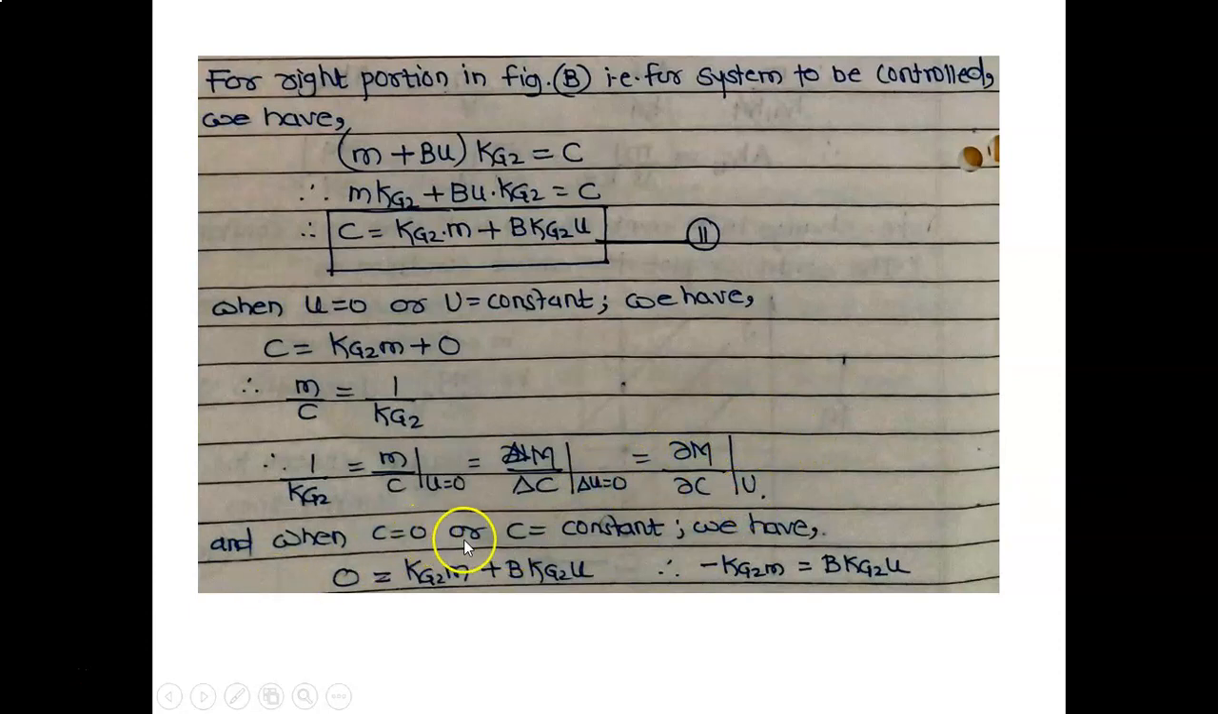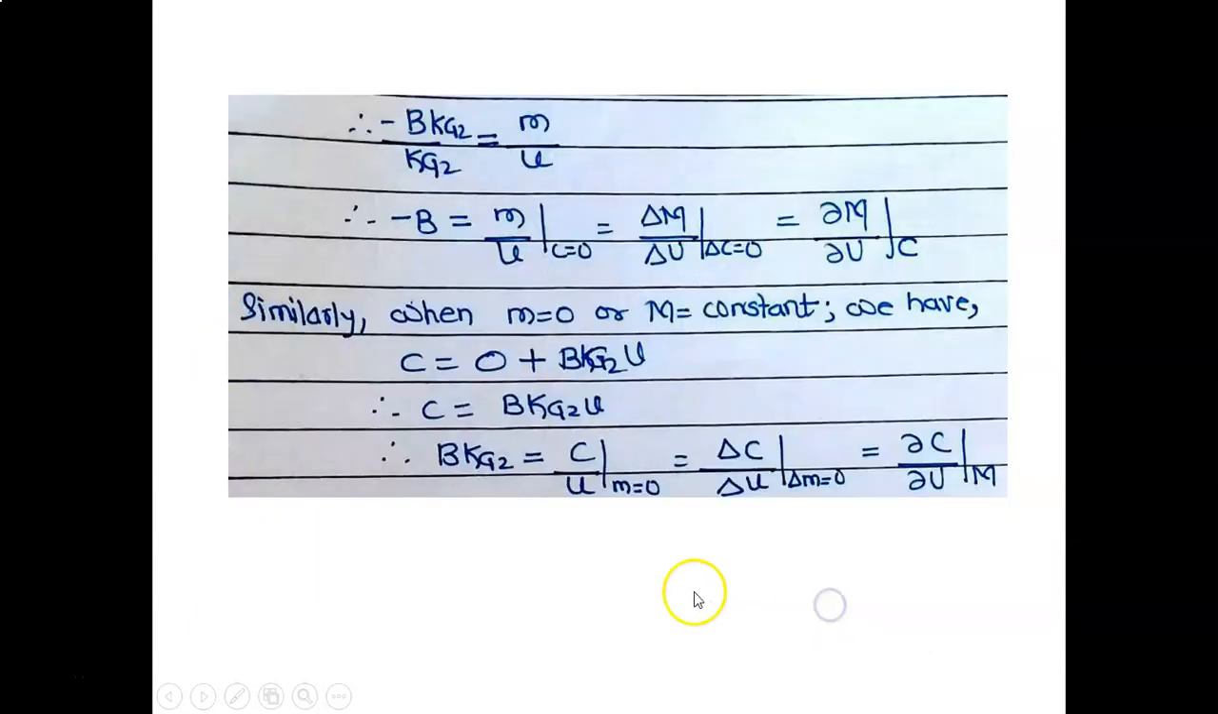And when c is equal to 0 or c is equal to constant, we have 0 is equal to kg2 into m plus b into kg2 into u. Therefore, minus kg2 into m is equal to b into kg2 into u. Therefore, minus b kg2 divided by kg2 is equal to m divided by u. Therefore, minus b is equal to m divided by u when c is equal to 0, which is equal to delta m divided by delta u when delta c is equal to 0, which is equal to dou m by dou u when c is equal to constant.